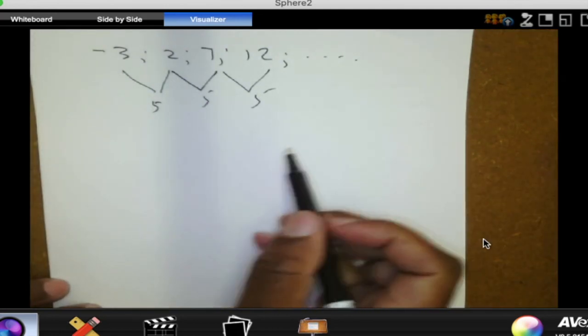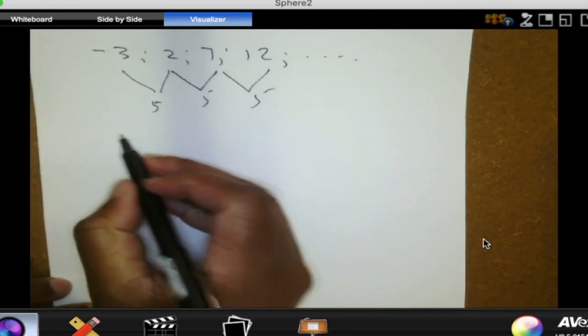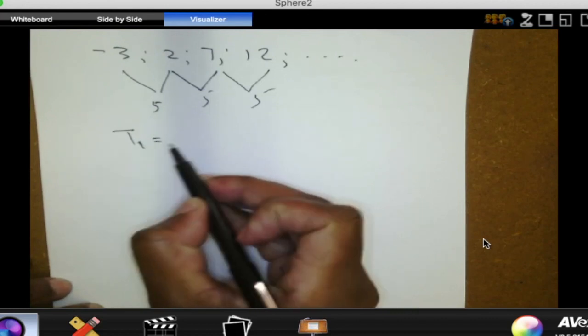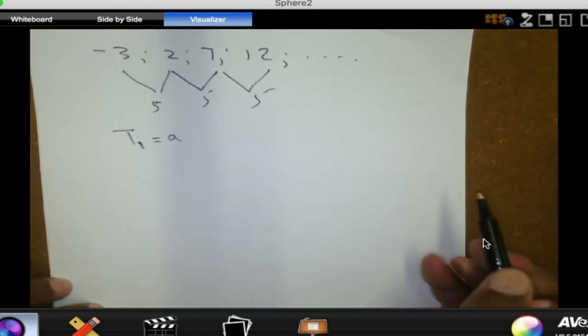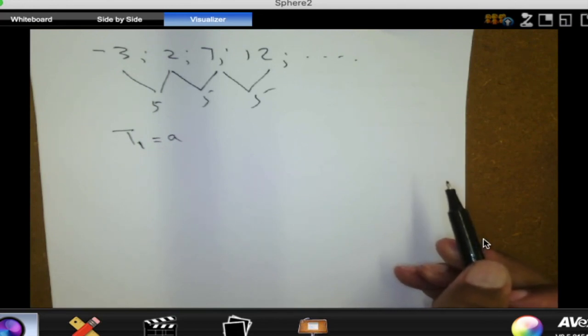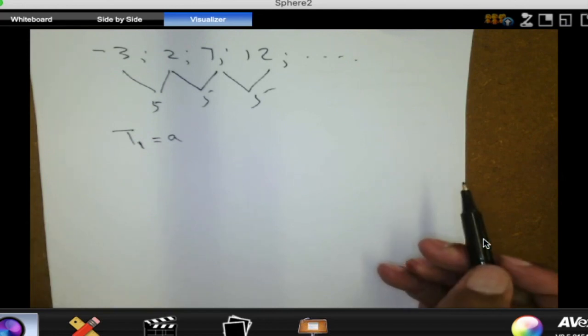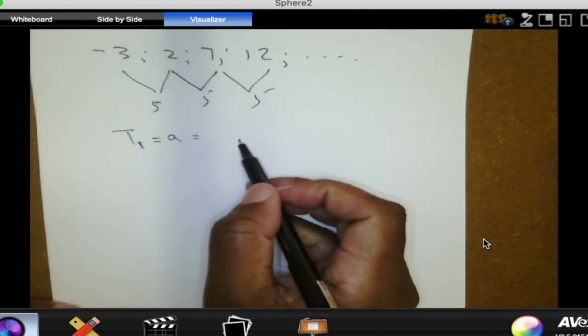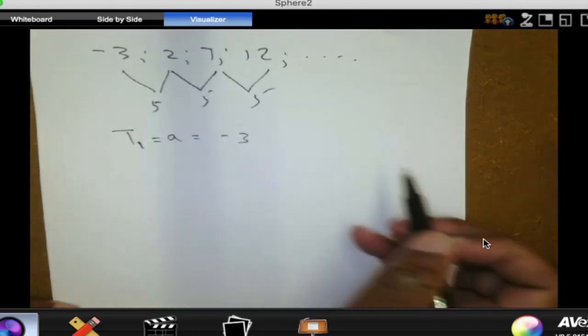Let's try this. So the first term is called T1. I want us to call it or to refer to the first term as A. That is what we shall be doing in number patterns. We will normally use the letter A for T1. So instead of writing T1, we can just write A. But what is T1 in our case? It's a negative 3, right?